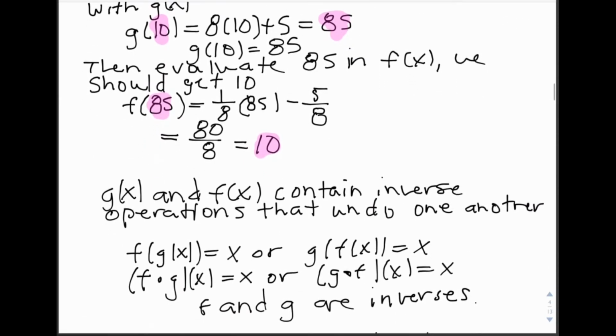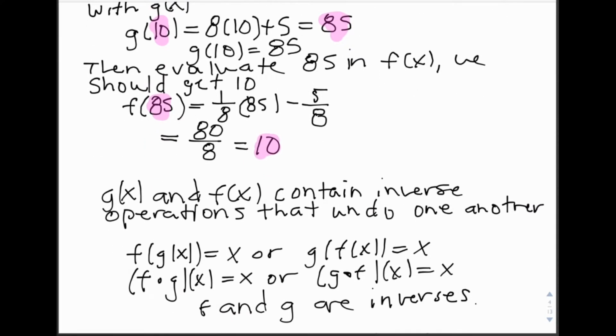So we can summarize it by saying that f of g of x is equal to x, or g of f of x is equal to x. In other words, with our notation here, we could say f of g of x, or g of f of x, and they are equal to x. And the final conclusion is that f and g are going to be inverses.